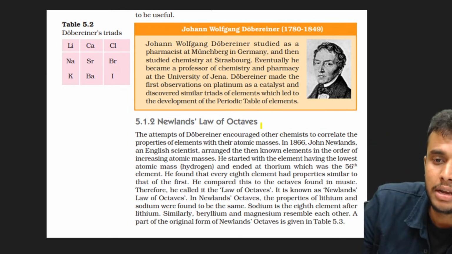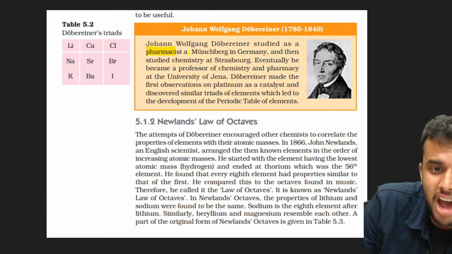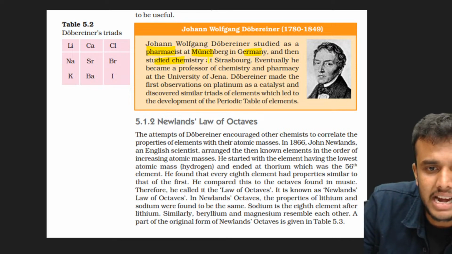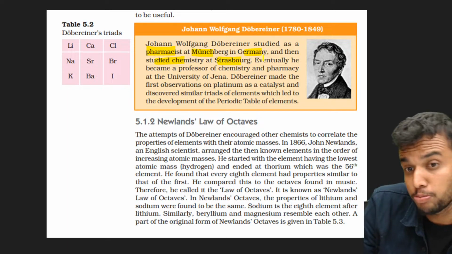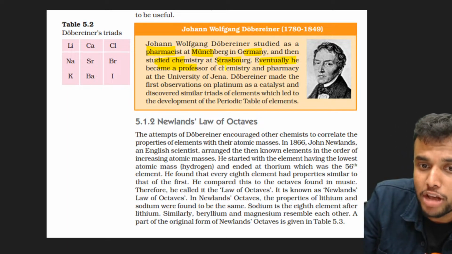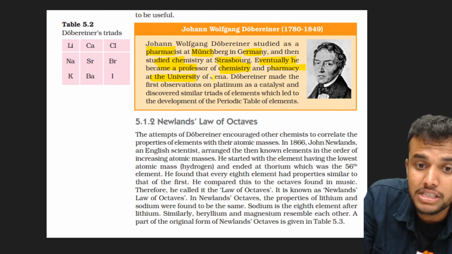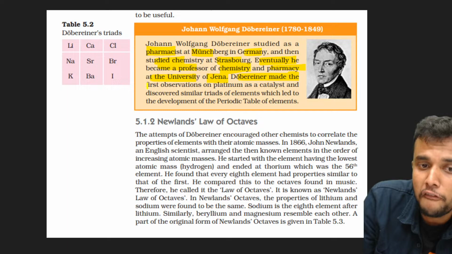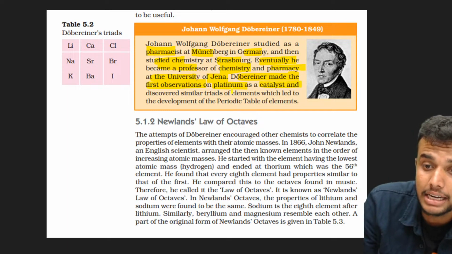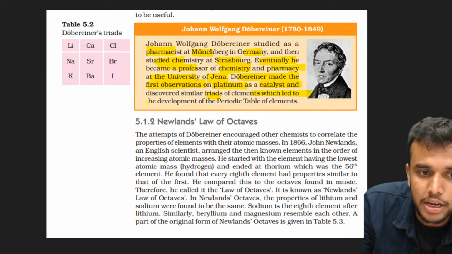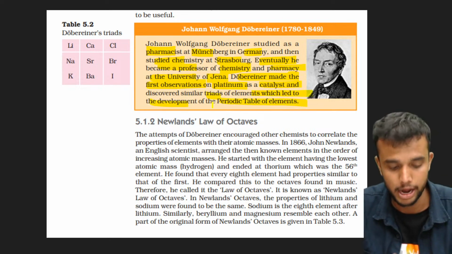Who is this Dobereiner? Dobereiner studied as a pharmacist in Munnerstadt in Germany and then studied chemistry at Strasbourg. Eventually, he became a professor of chemistry and pharmacy at the University of Jena. Dobereiner made the first observation of platinum as a catalyst and discovered similar triads of elements, which led to the development of the periodic table.